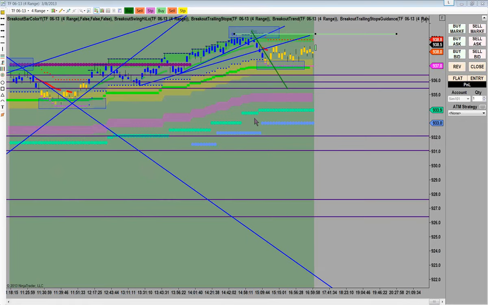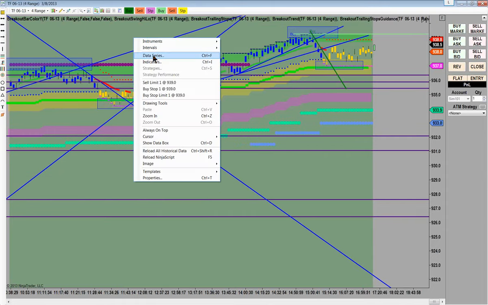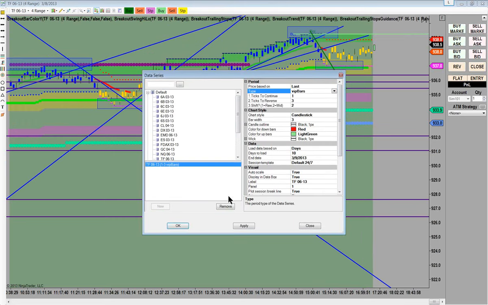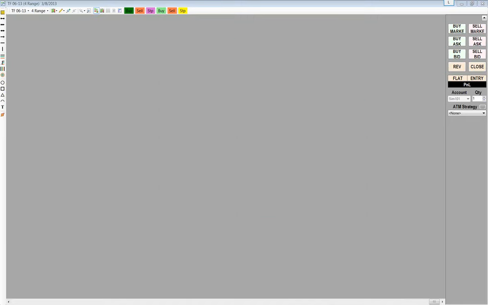But truthfully, I can see the same line. I'll bet you we drew that line right there, right? Let's change this to Renko bars. I'll bet it's in the same spot. Let's just change it to Renko bars. They're VIP bars. They're a hybrid Renko. Let's see if that line stays in the same spot.